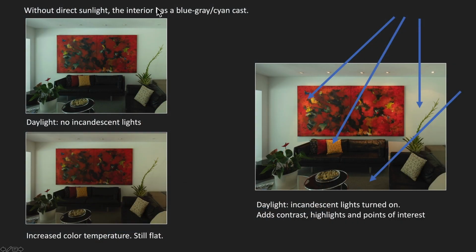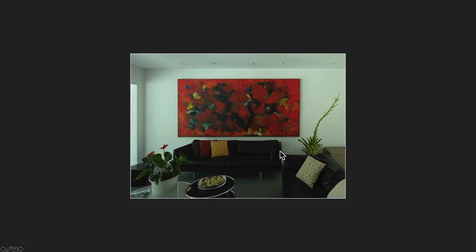So, without direct sun, this interior has this really blue-green cast. Now, you can increase the color temperature in camera to make this warmer, but it's not the same as turning on the wall washers and the incandescent lights, because you get increased contrast, highlights, points of interest. So here is an interior, the same interior, indirect light, no interior lights on.